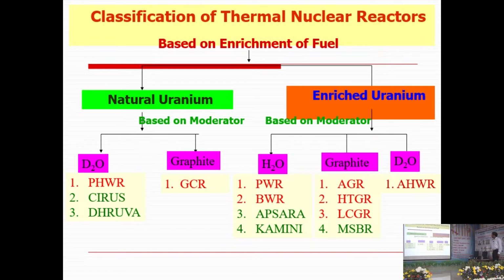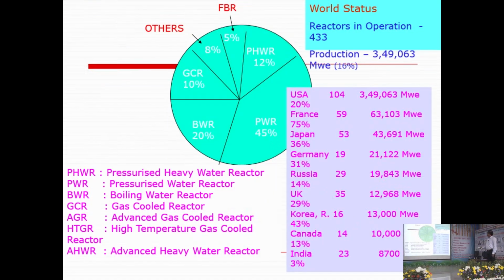When I am using enriched uranium, we can use light water as a moderator, that is called PWR, BWR. Earlier we had the Apsara, now we have the Apsara-U in our BARC campus. Kamini, that reactor is available in our Kalpakam. For the graphite based, different types of options are available. Now, worldwide, which reactor they are using, it is not that because PWRs are more numerous, they are more preferable safety wise. Depending on their availability and the technology available, the different options are explored.